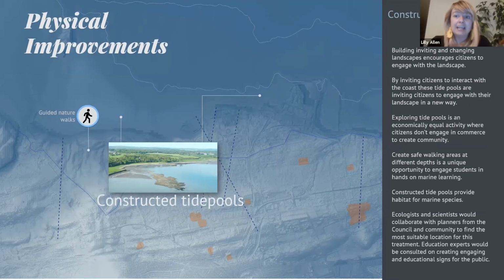And then thinking about the physical improvements, again, you can have guided nature walks and constructed tide pools. Building, inviting, and changing landscapes really encourages people to engage with them. And that's what I ultimately want. The more I think you engage with your landscape, the deeper your connection is to the place, the more likely you are to advocate and support restoring it and protecting it.